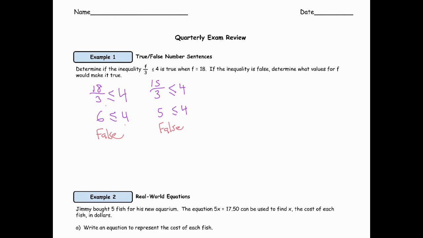So the next number I'm going to pick is 12, because I know I can divide 12 by 3. So I replace the f with a 12. We have 12 over 3 is less than or equal to 4. And I know that 12 divided by 3 is 4. And 4 is less than or equal to 4 because it's equal to 4. So we have our first true value.